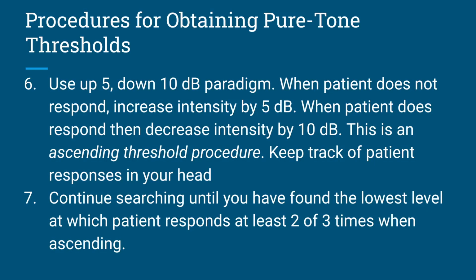So you use the up 5, down 10 dB paradigm. When a patient does not respond, you increase intensity by 5 dB. When a patient does respond, you decrease intensity by 10 dB. This is an ascending threshold procedure. Keep track of patient responses in your head. It's not that hard to do. Continue searching until you have found the lowest level at which the patient responds at least 2 out of 3 times when ascending. You could choose 2 out of 4 times if you want. That's up to you. 2 out of 3 is a little quicker oftentimes.